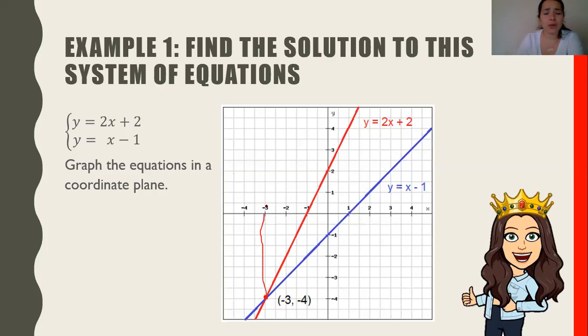that's -3. Obviously, that would be a straight line. We look at our y value, and that's -4. So my answer is (-3, -4).